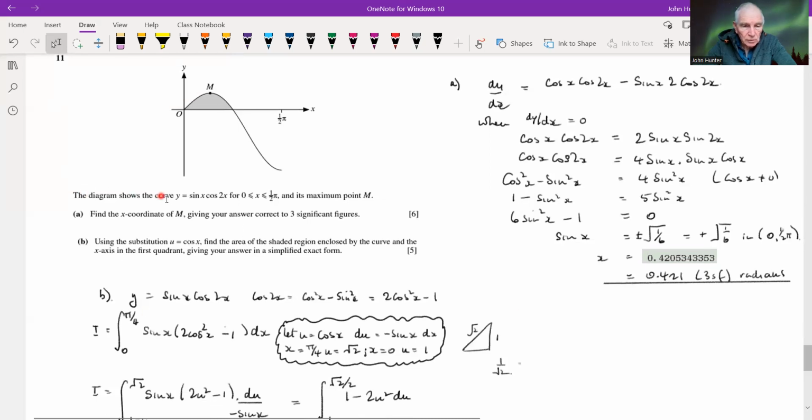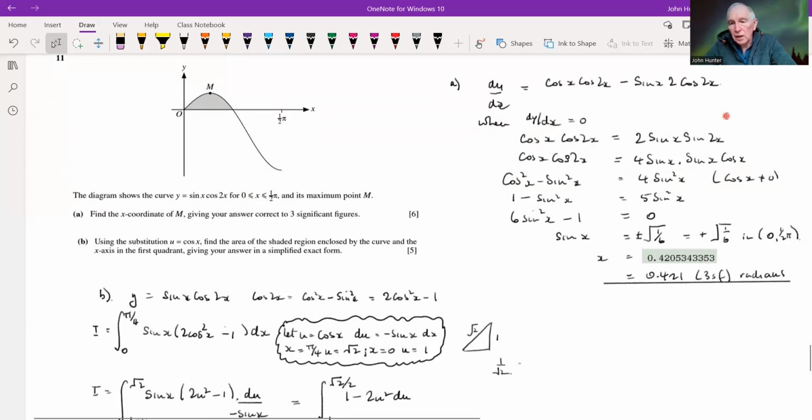The diagram shows the curve y equals sin x cos 2x for 0 to half pi and its maximum point M. Find the x-coordinate of M, giving your answer to 3 significant figures. Okay, so a bit of calculus. We need to differentiate this. And then we've got the gradient, and this is what it differentiates to. I'm not going to go into any detail on that.